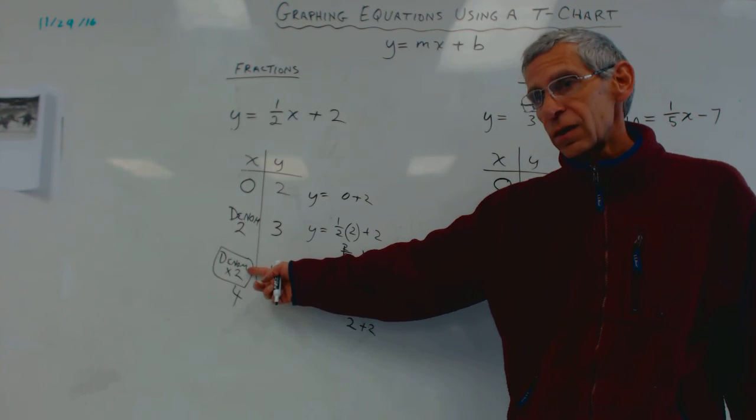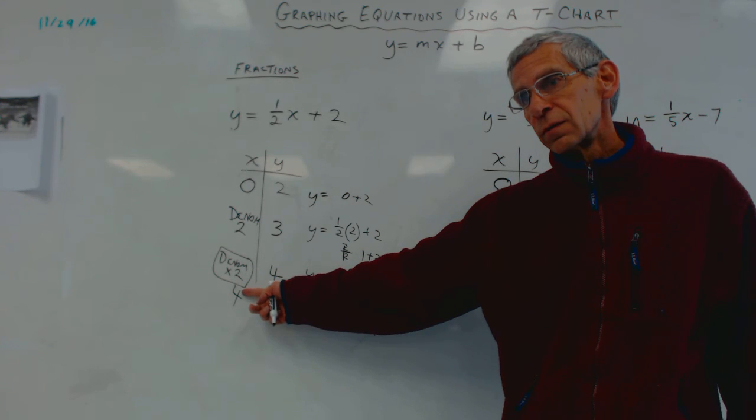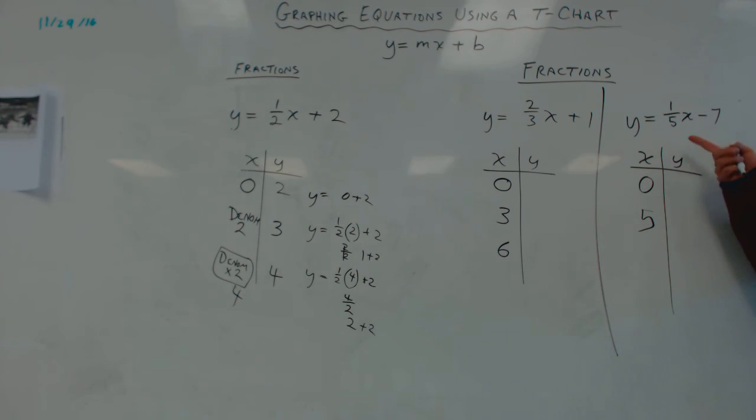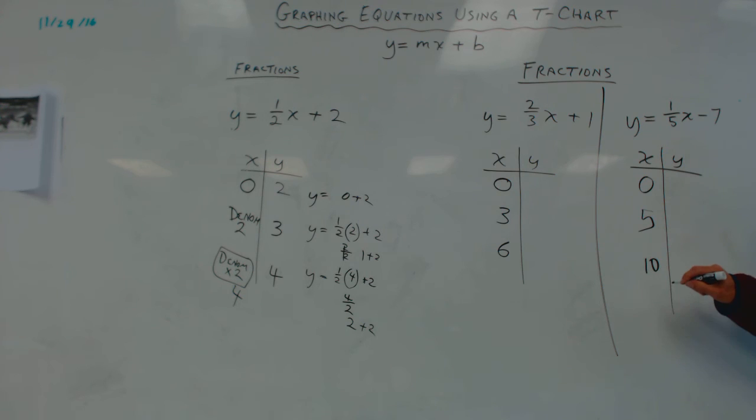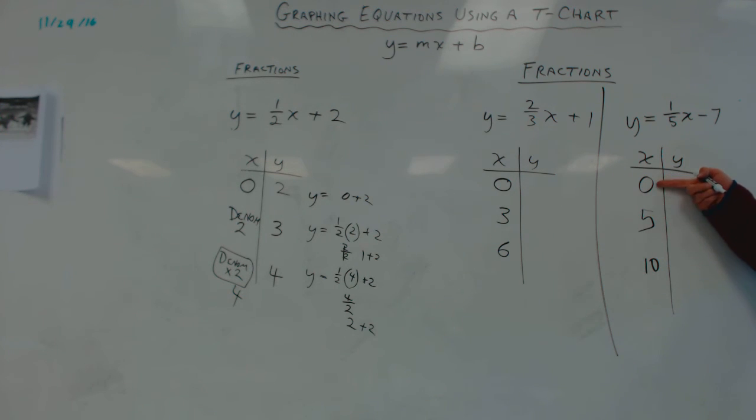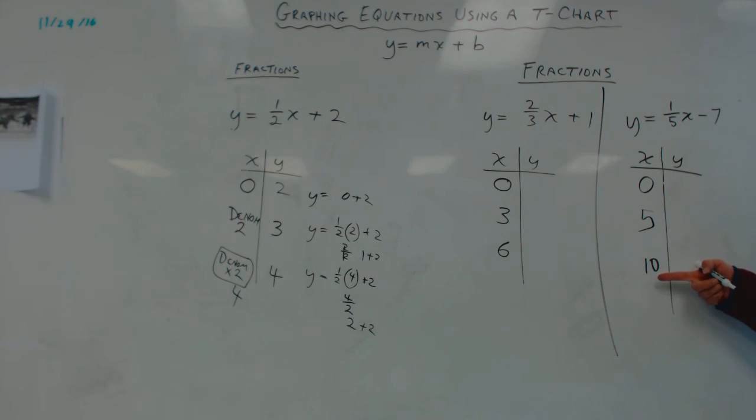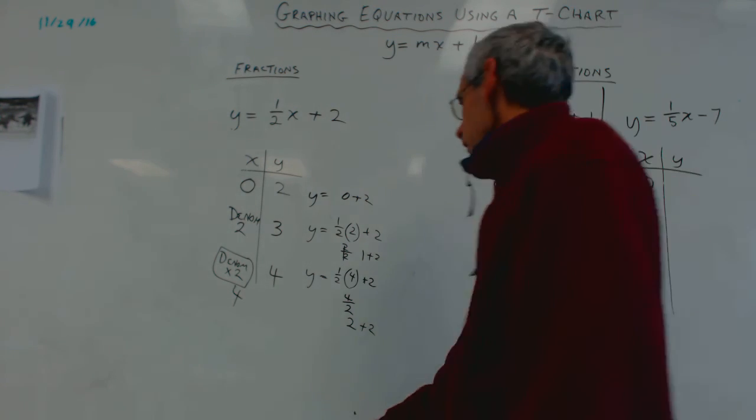So denominator times 2. What's 5 times 2? 10. Does that make sense? So it's 0, the denominator, and then the denominator times 2. Does that make sense?